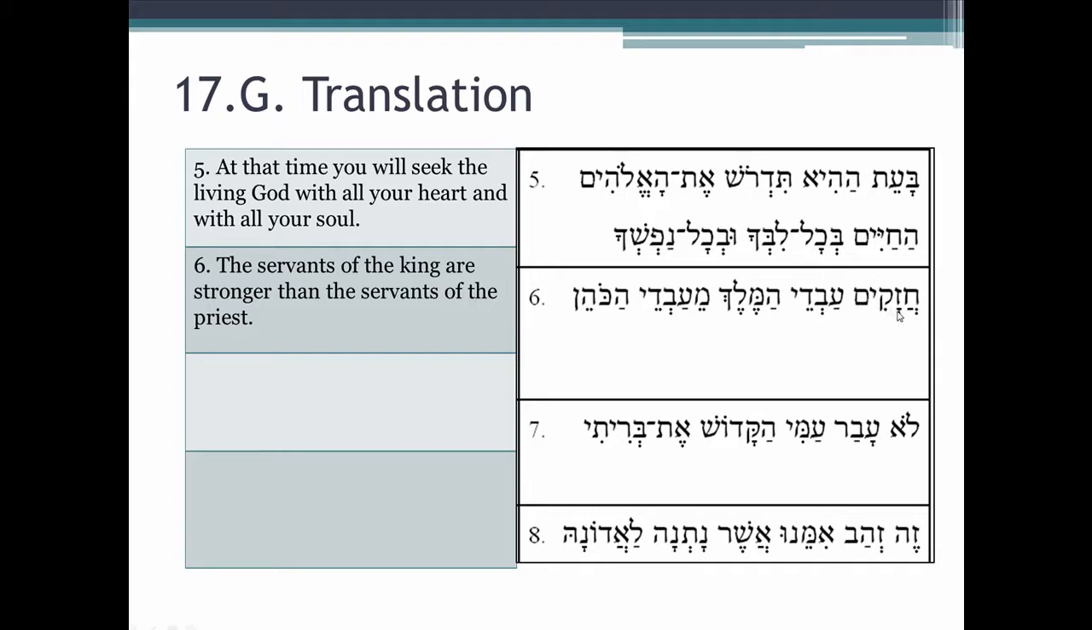Again, translating the adjective predicatively with this noun phrase. The servants of the king are strong, but they are strong from avdei, the servants, hakohen, the servants of the priest. And again, in English that's awkward, so we translate are stronger than, because here we have me'avdei. This is the preposition min attached to avdei, and it converts to me. Again, you have to think back here.